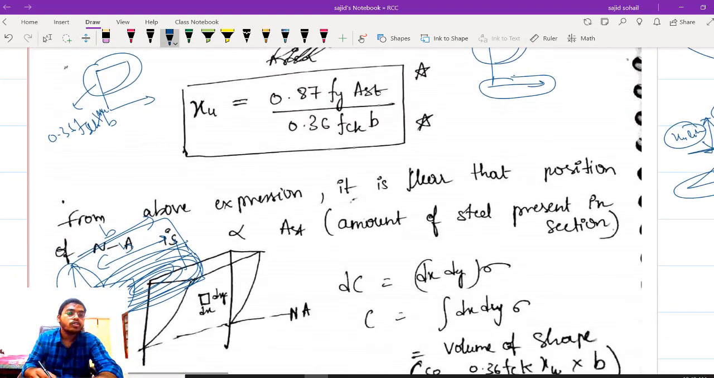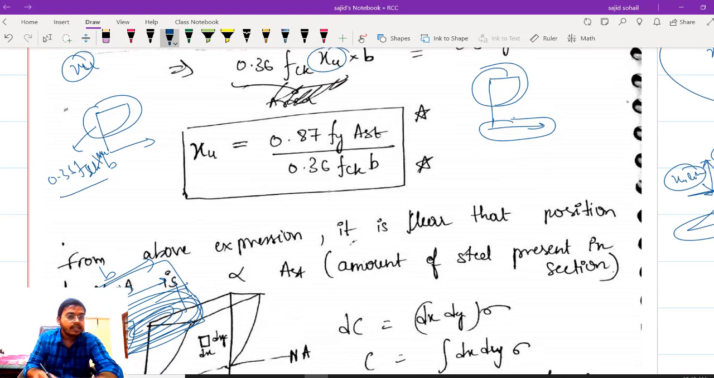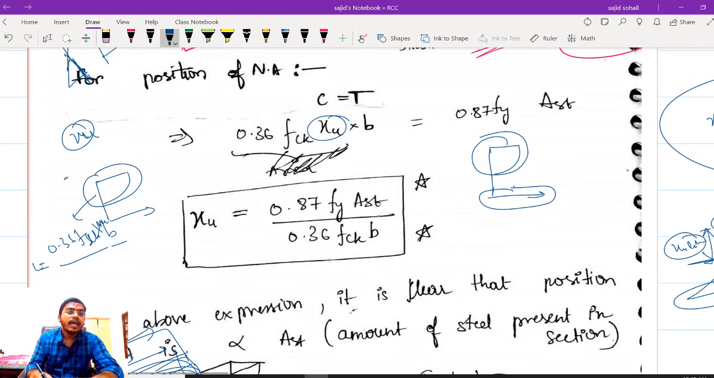So what I am doing is to get my compressive force, my area of the stress diagram into the width, so that I will be getting the exact compressive force whatever is acting on this body. I hope you get it. So my compressive force is 0.36 FCK XU into B, width of section. Very clear. And here in steel, what is my tensile force?